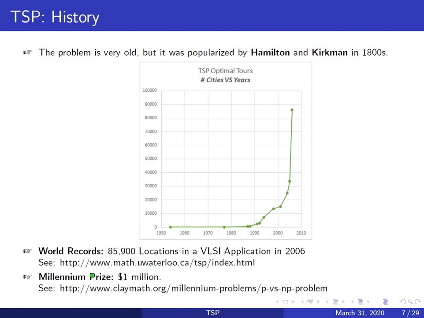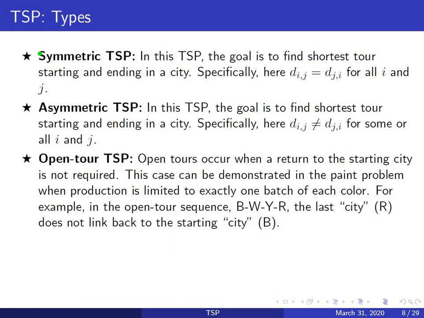In addition to that, the TSP problem is related to one of the problems of the millennium, and you can follow this link to know more about this problem. Now, the TSP problem can come in many flavors. For example, it could be a symmetric TSP, it could be an asymmetric TSP, it could be an open tour TSP.